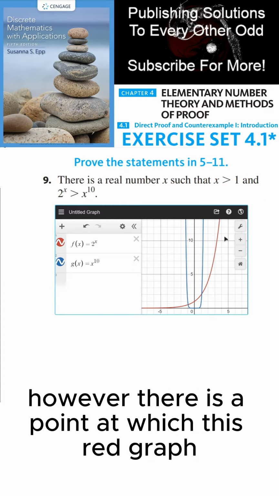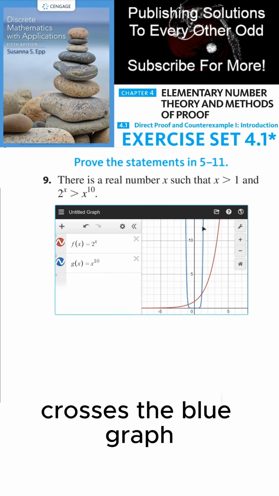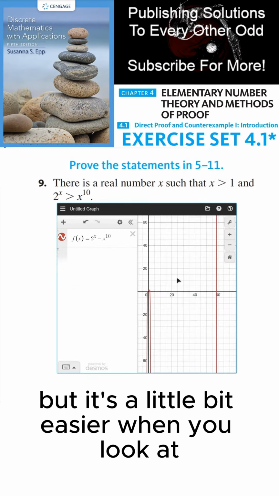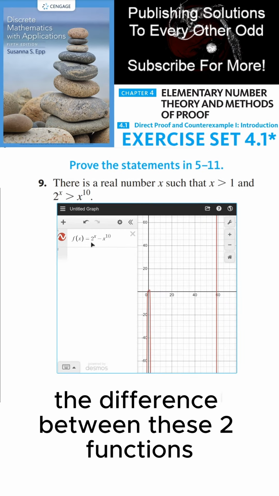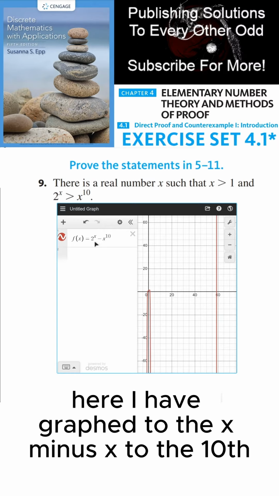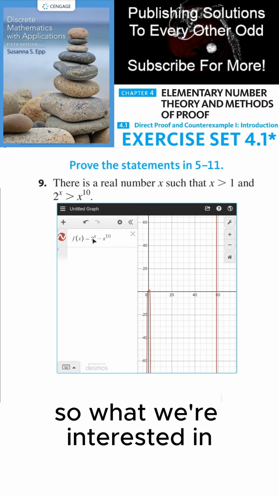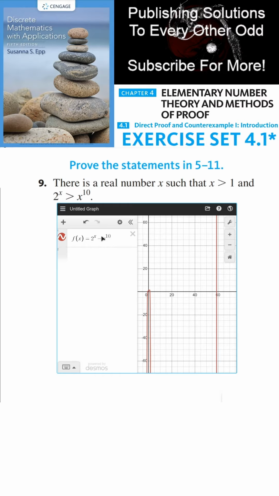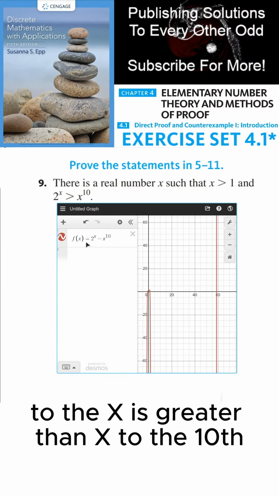However, there is a point at which this red graph crosses the blue graph. It's hard to find it, but it's a little bit easier when you look at the difference between these two functions. Here I have graphed 2 to the x minus x to the 10th. So what we're interested in is when this function is above the x-axis, because then that would mean that 2 to the x is greater than x to the 10th.